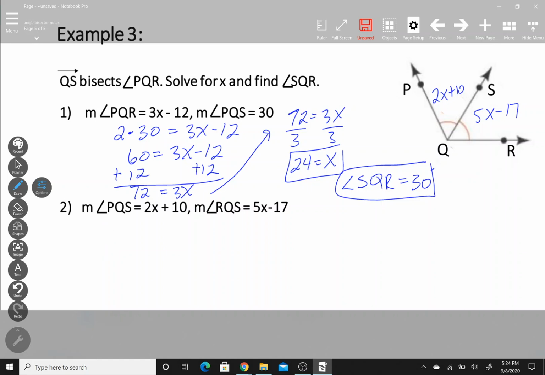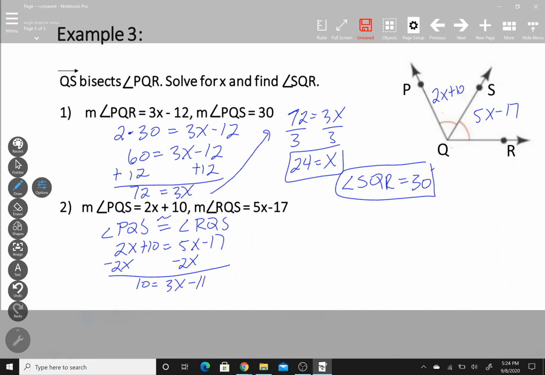Let me write it down for you guys. I know that angle PQS is equal to, or congruent to, angle RQS. So that 2x plus 10 equals 5x minus 17. All right, now we solve for x. Minus 2x from both sides. So I get 10 is equal to 3x minus 17. Go up here. 10 equals 3x minus 17.